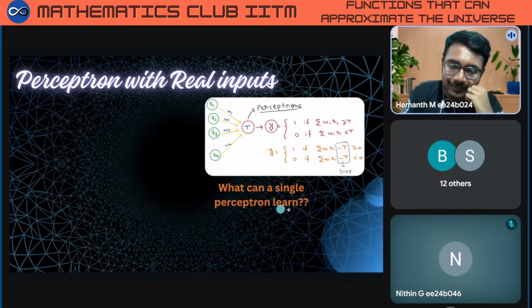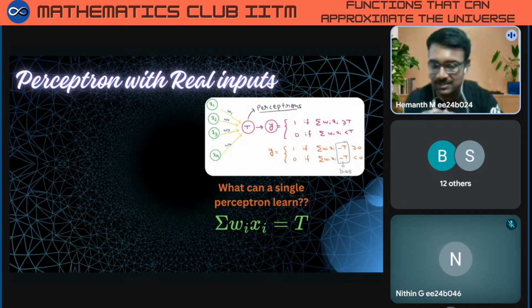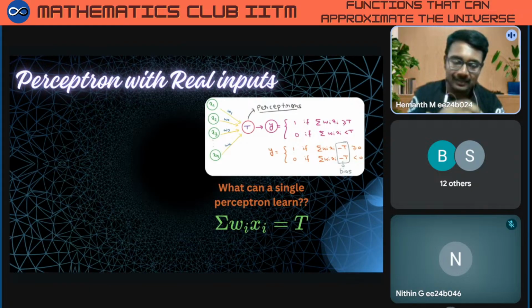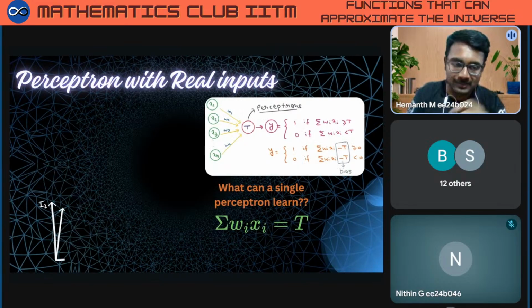So what can this single perceptron learn? It basically learns the separation between two classes which are separated by a linear boundary, and the equation of that boundary is given by sigma w_i x_i equals t. This is a linear equation in all these inputs, right? You have w1 x1 plus w2 x2. All these inputs are raised to the power of 1. So it's a linear equation, and that is the reason why we have a linear boundary separating both these classes, the zeros from the ones. This boundary is what our perceptron is trying to learn.